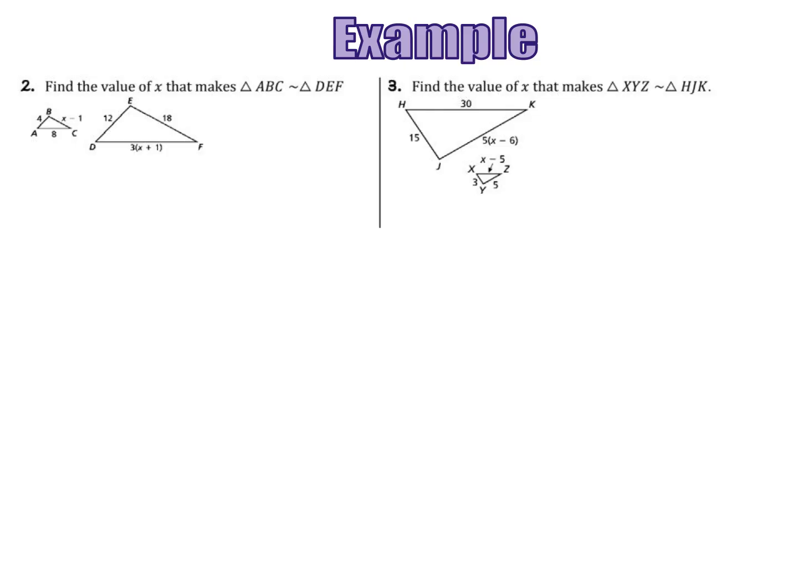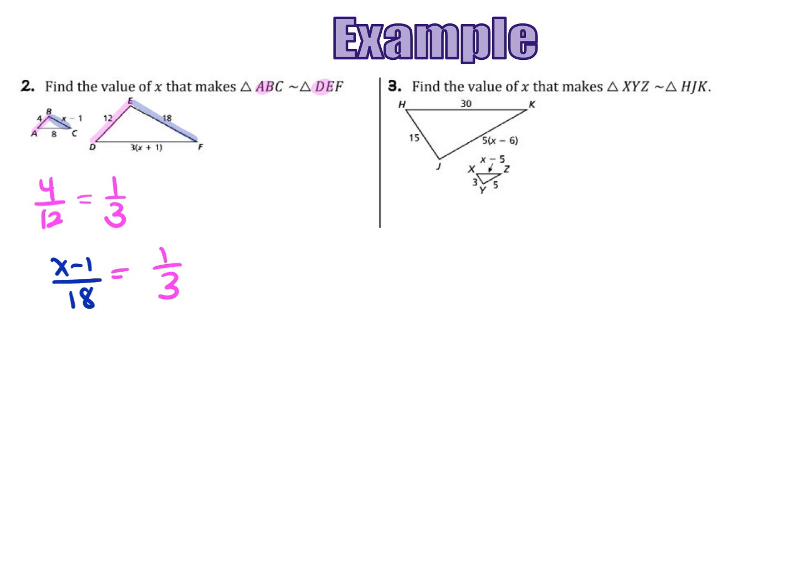So I'm looking at ABC being similar to DEF. That means that AB should relate to DE. I'm going to go ahead and set up that ratio. That's 4/12, which is the same thing as 1/3. Now, if these are similar, that means (x minus 1)/18 should also be equal to that. (x minus 1)/18 should equal 1/3.